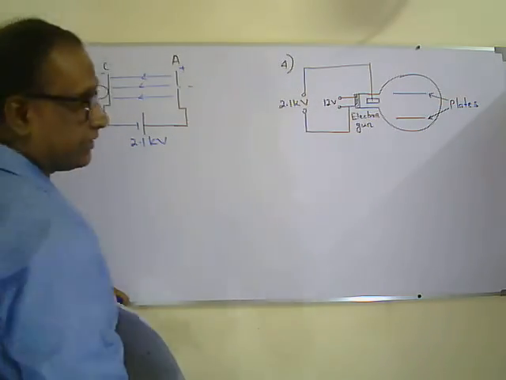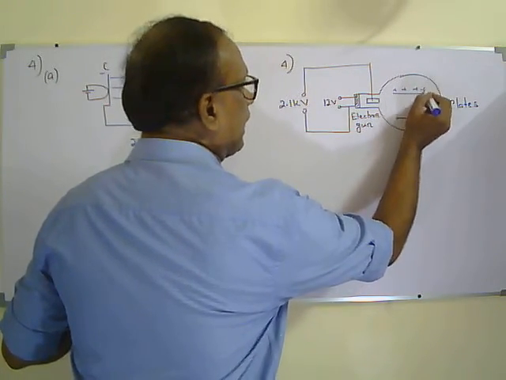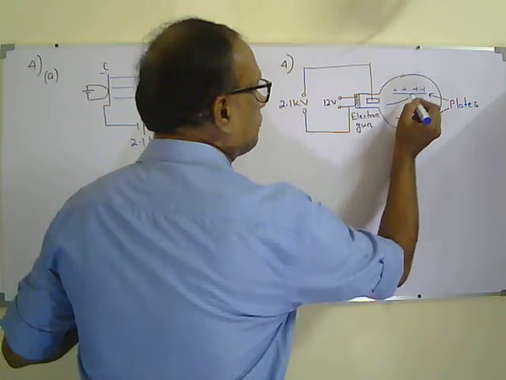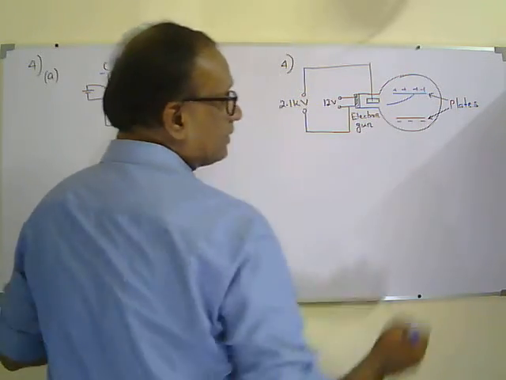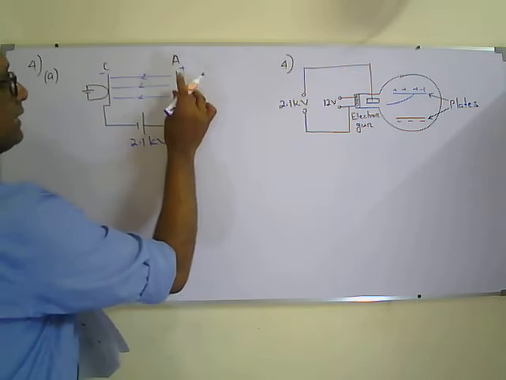So the electrons will deflect, depending on the potential. If this is the positive plate and this is the negative plate, electrons will deflect upwards. If this is the positive plate, they will deflect downwards. But the question is, what's the speed when they leave the anode?